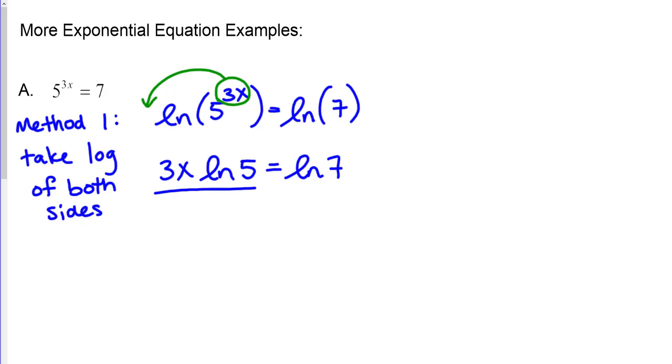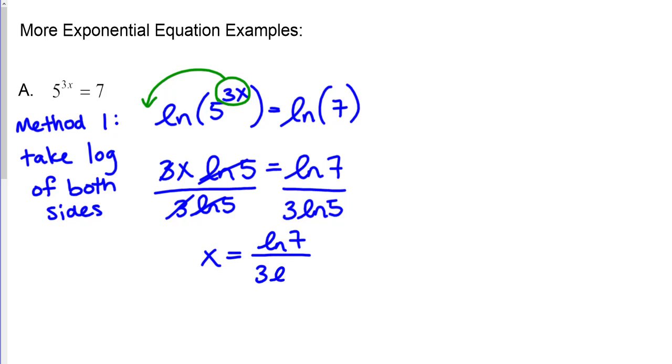To solve this, all I need to do is divide both sides by 3 natural log of 5. So all this stuff cancels out, leaving me with just x. And so I have the natural log of 7 divided by 3 natural log of 5. And in order to solve that, I'm going to need to get the calculator out. So let me bring that up.